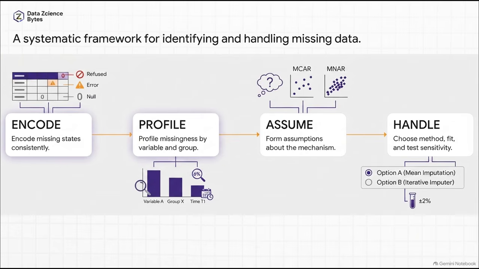And finally, Step 4. Handle. Choose your method, apply it properly without leaking future data into your model, and always test how sensitive your results are to that specific choice.